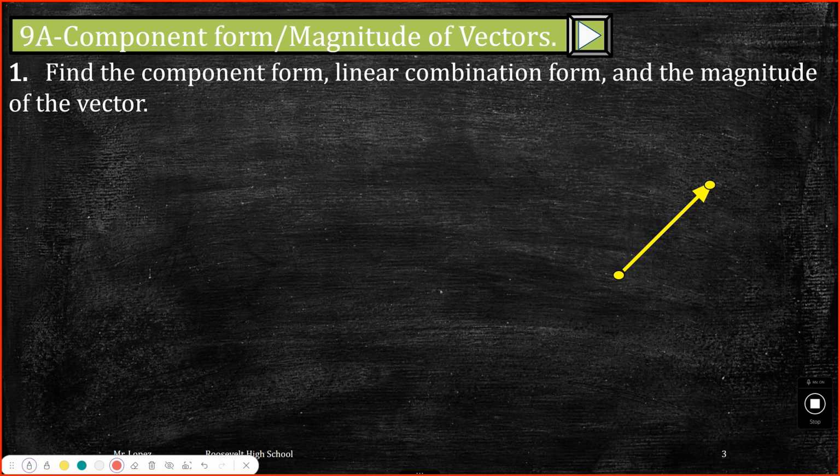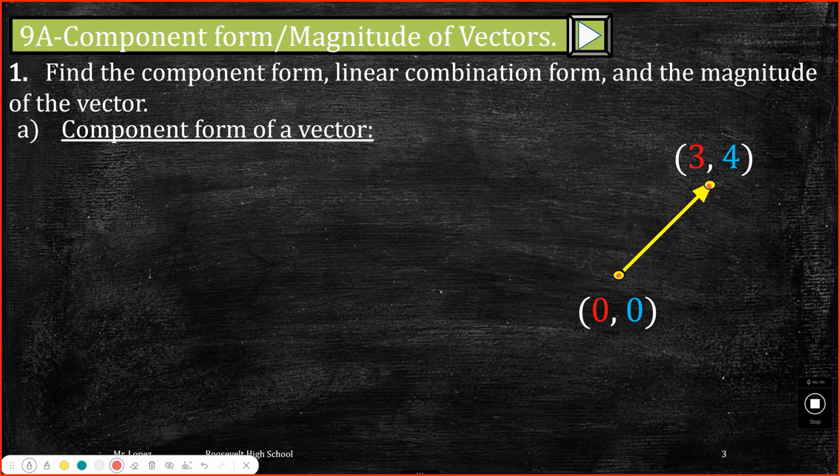So how can we find the component form, linear combination, and magnitude of the vector? You have to know the coordinates of the initial point and the coordinates of the terminal point. Let's say this particular vector starts at the origin, and the tip of it is at (3, 4).